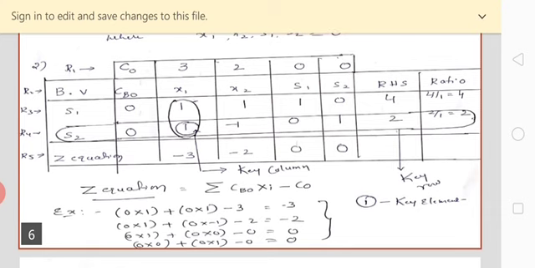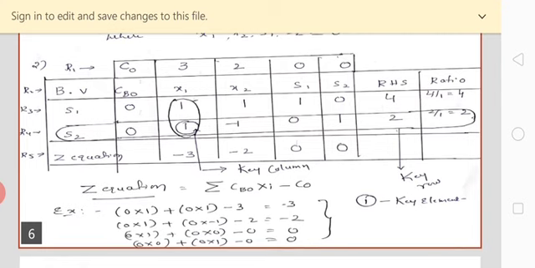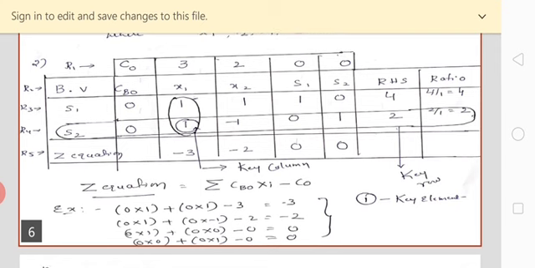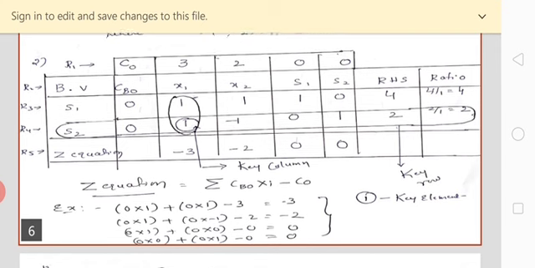Now here x1 is going to be called the entering column and s2 is going to be called the leaving row. Understood? This is how we are going to calculate. Now in the next table, instead of writing s2, you are going to write x1. Just observe here.